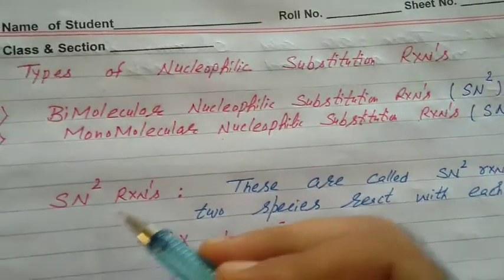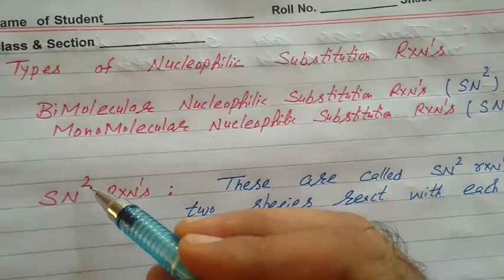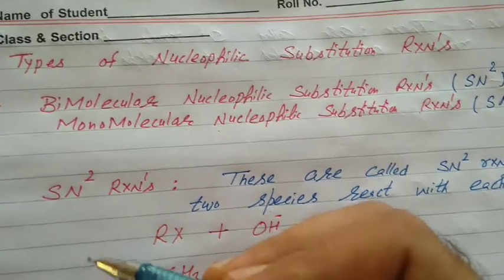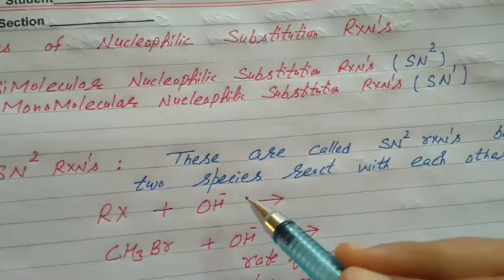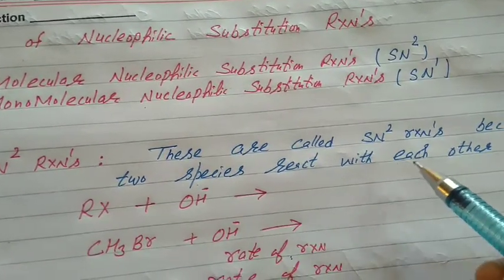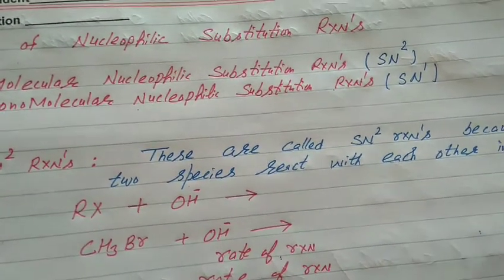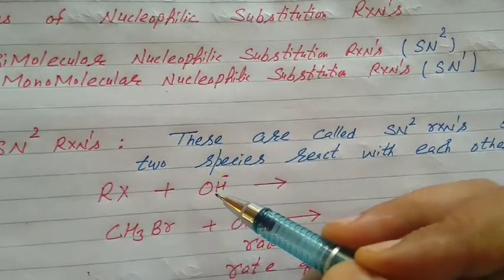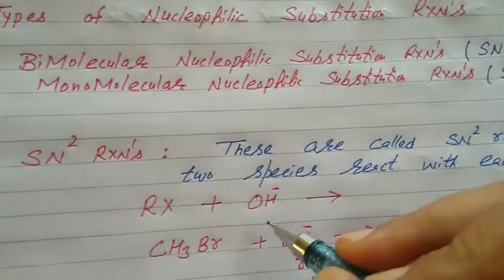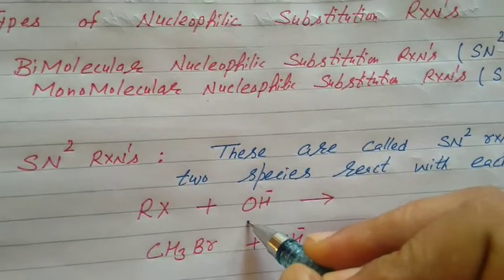At first, SN2 reactions, that is bimolecular nucleophilic substitution reactions. These are called SN2 reactions because two species react with each other in a single step. Students, of the two species, one will be haloalkane and the second will be nucleophile. The negative part of the attacking reagent we call nucleophile.